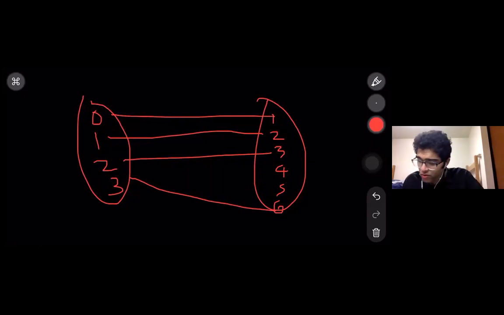So this is a one-to-one function. It's not onto. Now let's try to come up with an onto function which is not one-to-one.